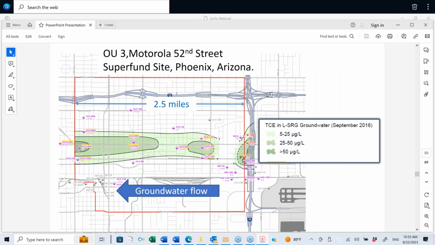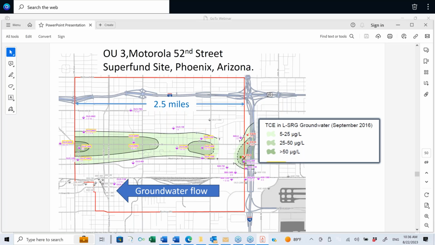The third site is actually more typical of many sites where the plume was not really delineated adequately early on before they installed the remedy. And so they had treatment going before they really knew what the extent of contamination was. This is the OU3 site, Motorola 52nd Street site in Phoenix, Arizona. So this is under downtown Phoenix. You can see Interstate 10, you can see some of the runways from the Sky Harbor Airport.